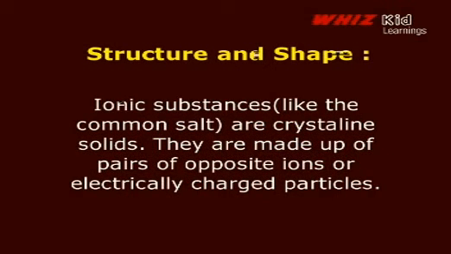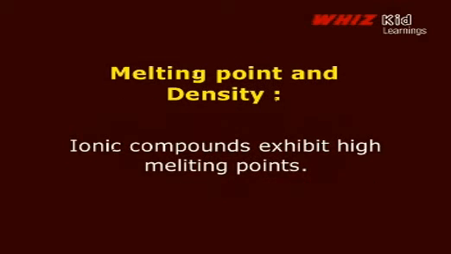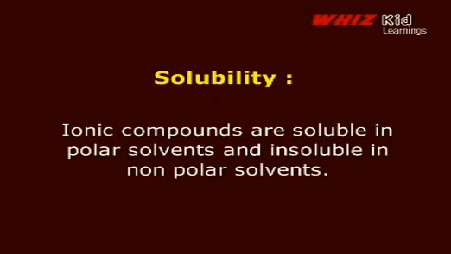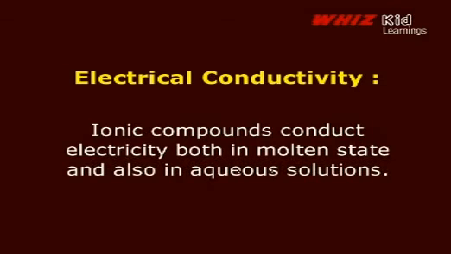Properties of ionic substances. Structure and shape. Ionic substances like the common salt are crystalline solids. They are made up of pairs of opposite ions or electrically charged particles. Melting point and density. Ionic compounds exhibit high melting points. Solubility. Ionic compounds are soluble in polar solvents and insoluble in non-polar solvents. Electrical conductivity. Ionic compounds conduct electricity both in molten state and also in aqueous solutions.